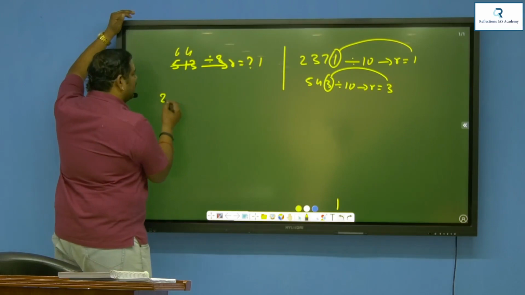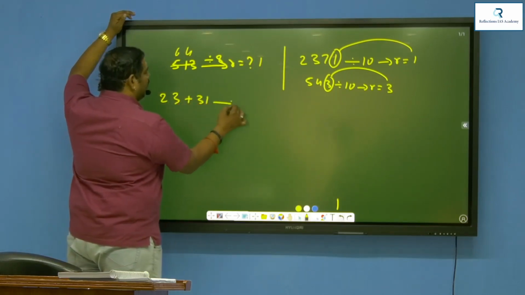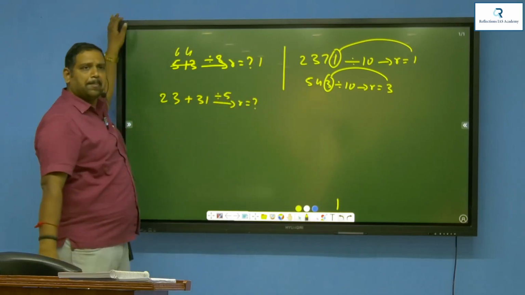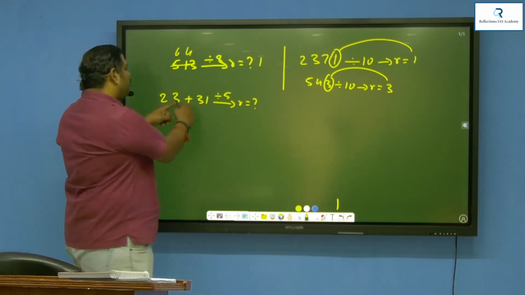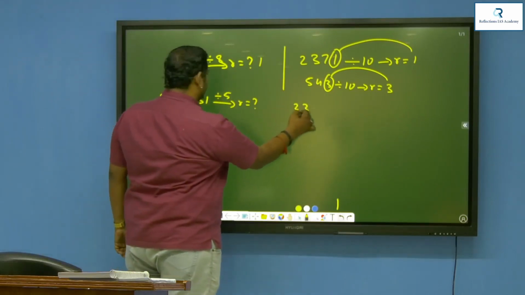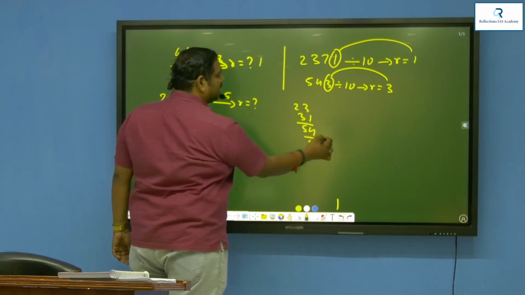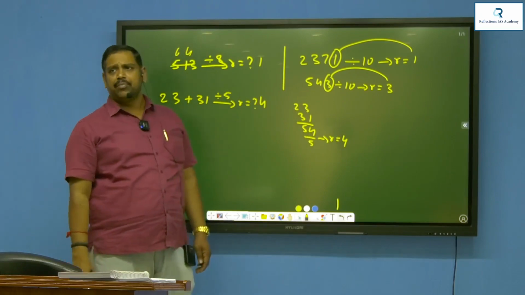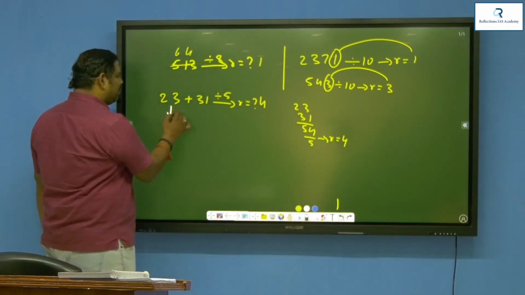Suppose he has given a calculation: 23 plus 31, when you divide with 5, what is the remainder? Then 2 ways we can do it. Number 1 is to add both. 23 plus 31 is 54, right? So 54 by 5, 5 times 10 is 50, remainder is 4. This is one way.